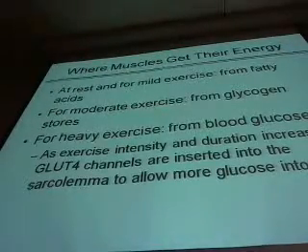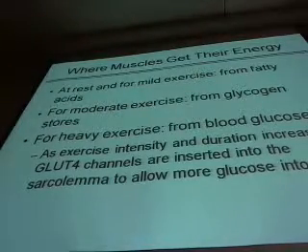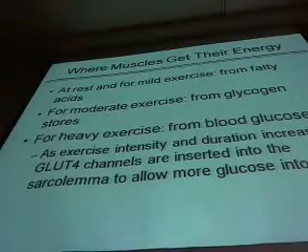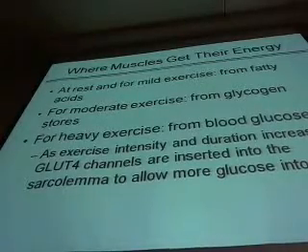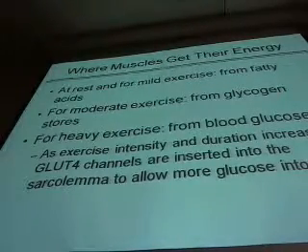For moderate exercise, you're getting more from glycogen storage. It's taking glycogenolysis, breaking down some fats, some lipids, some protein. Heavy exercise, you're getting it more from blood glucose.